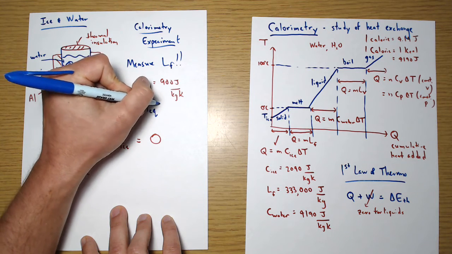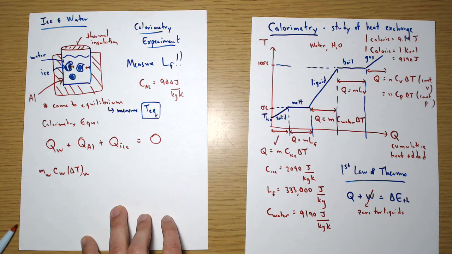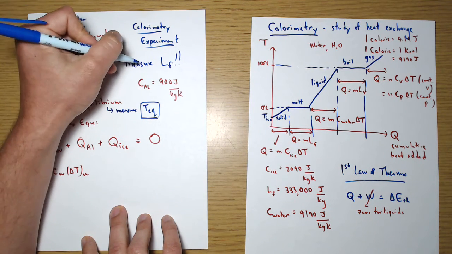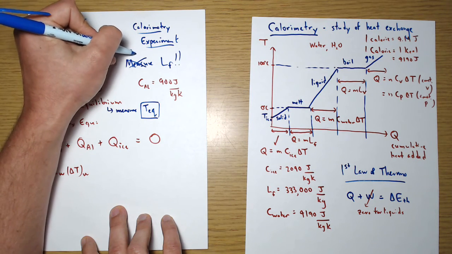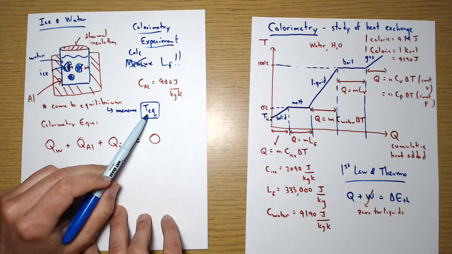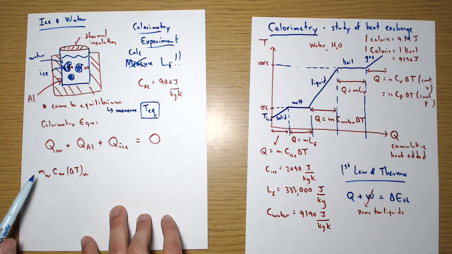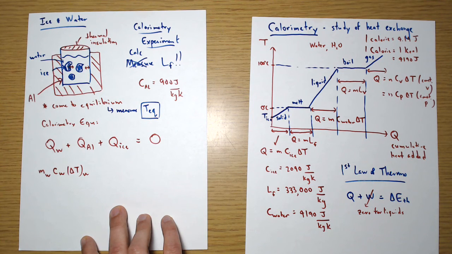We need to know the equilibrium temperature. That's something we can easily measure. Really, I shouldn't write measure LF. It's indirectly measuring. We're really calculating the latent heat of fusion, but we're measuring the equilibrium temperature, given that we know the mass of the water, the mass of the ice, the mass of the aluminum cup, and the specific heats of each of these. We can just solve for our one unknown by setting up our calorimetry equation.